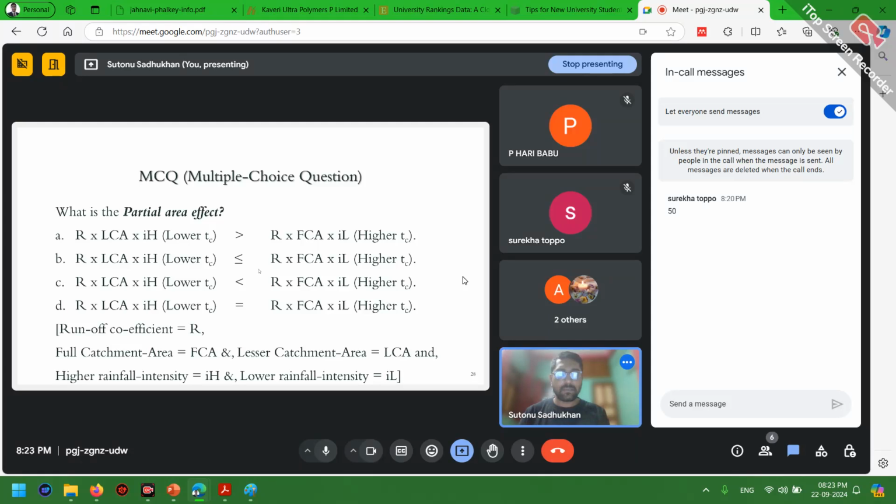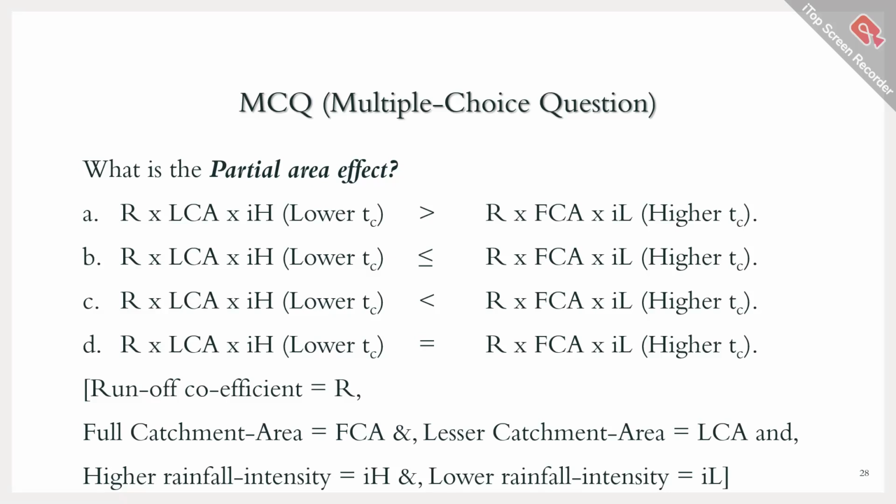So the relation is what is called the partial area effect, whether it is greater, equal or less. Whatever the correct relation is, that correct relation is defined as the partial area effect. You can see there is the full catchment area and there is a lesser catchment area. That's why it is written this way. Okay, we'll move on to the solution. So the answer is option A.